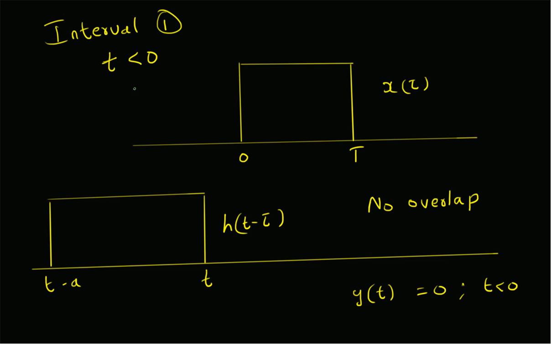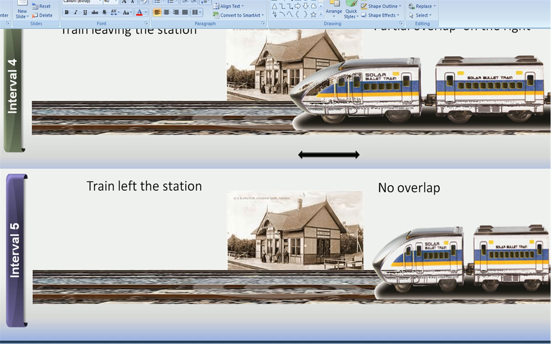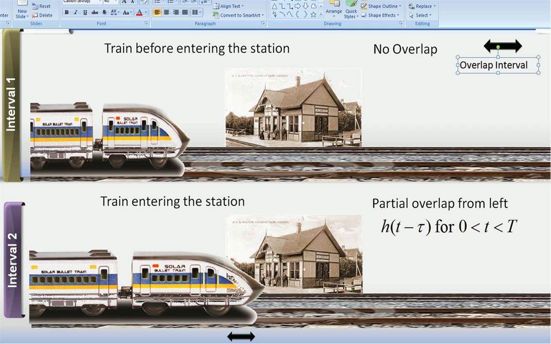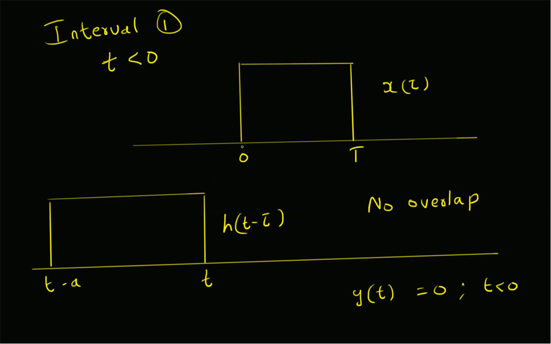In interval 1, we assume that time t is less than 0. In this case, x of tau is fixed and its limits are 0 to t, and h of t minus tau starts at t minus a and stops at t, and this t value is less than 0. So it is like a train approaching a station, like a train before entering the station. The front end of the train has not crossed the boundaries of the station, so there is no overlap between the train and the station, or in other words, no overlap between x of tau and h of t minus tau. So y of t is 0 in this interval.